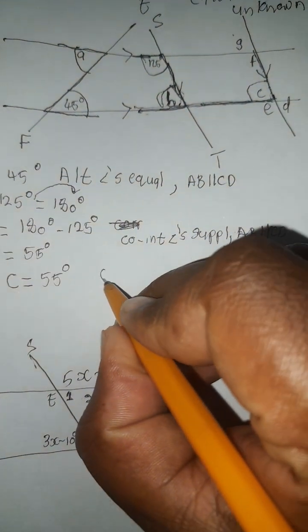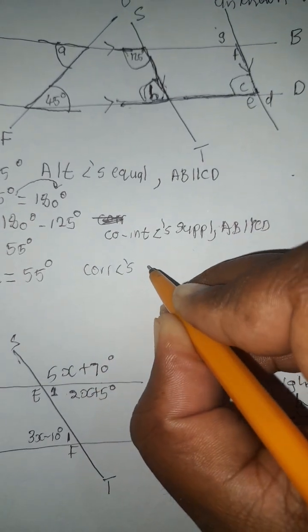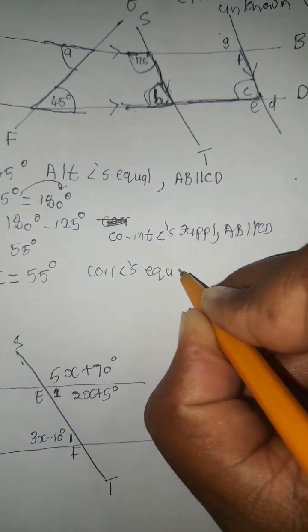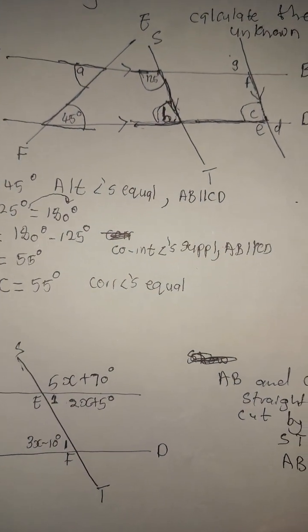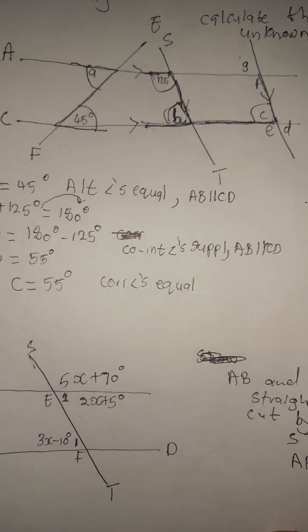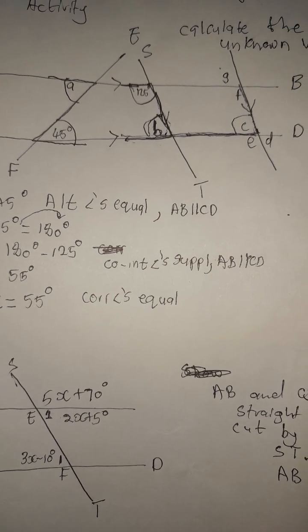So that means corresponding angles equal. Corresponding angles equal, right? Are you there with me? So we have C, which is equal to 55 degrees, corresponding angles equal.